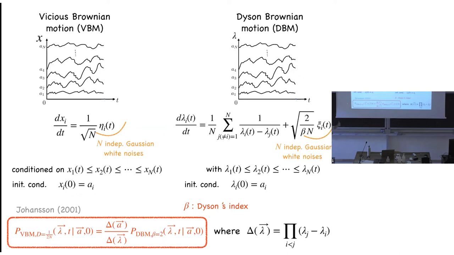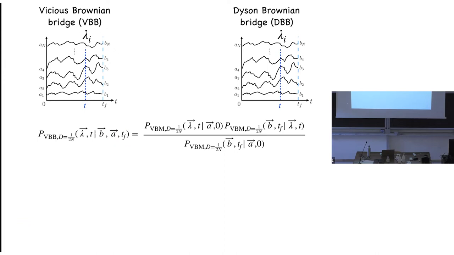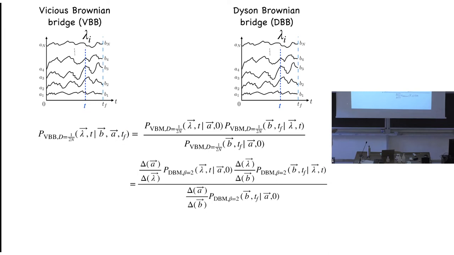Okay, so that's important to keep in mind. So I have exactly the same thing that I explained before for the single particle. But now I can use the fact that this one here for the Brownian motion is also related to the Dyson Brownian motion. So I can just use, for each of them, the relation with the propagator for the Dyson Brownian motion.